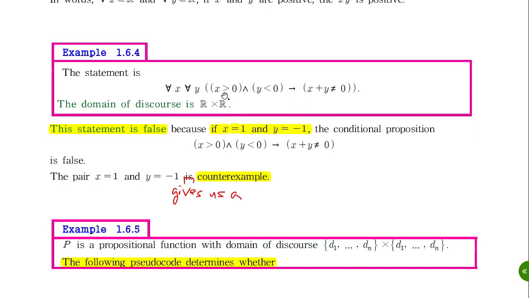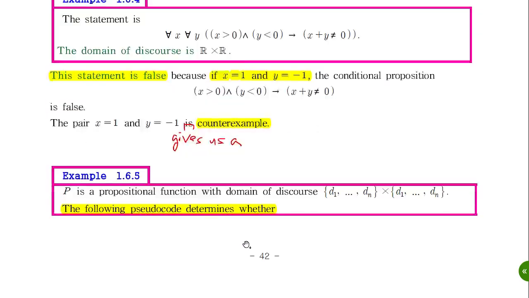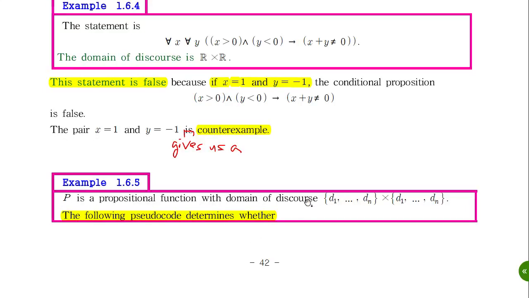Let's see. x is positive and y is positive, which implies x plus y is not 0. No. If we choose x is equal to 1 and y is equal to minus 1, then x is positive and y is negative, but the addition of that is equal to 0, isn't it? So it violates this. This is false. So x is equal to 1 and y is equal to minus 1 gives us an example, a counterexample of the above statement. And the domain of discourse is here.